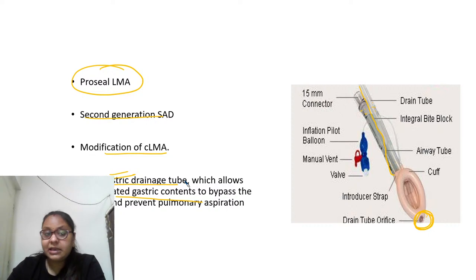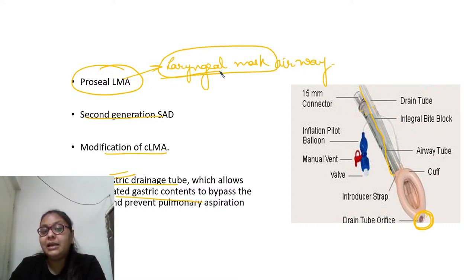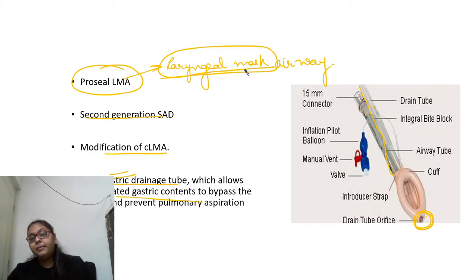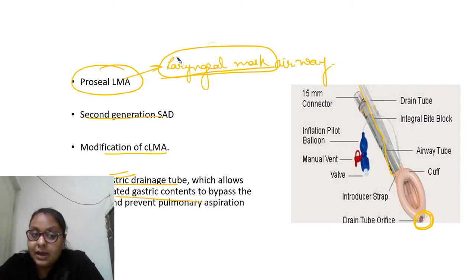Dr. Amrit is asking me, what is LMA? LMA is laryngeal mask airway. You are masking the laryngeal opening. It is resting above the vocal cords. So it is a laryngeal mask airway. And the ProSeal LMA is the second generation laryngeal mask airway, which has a gastric drainage tube in it.